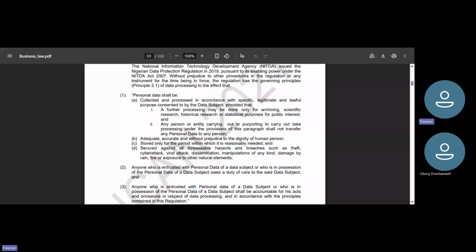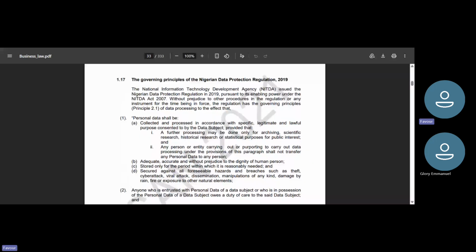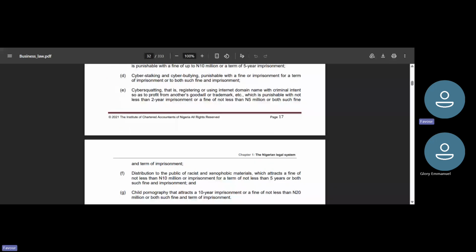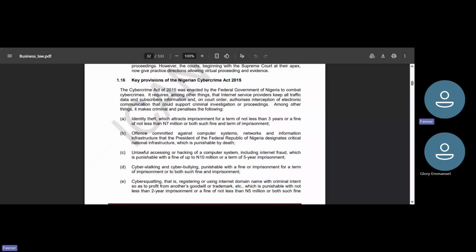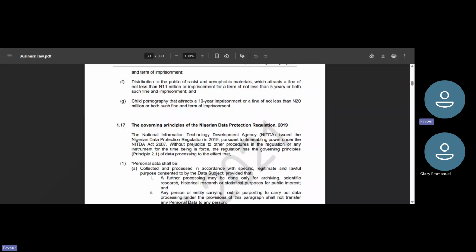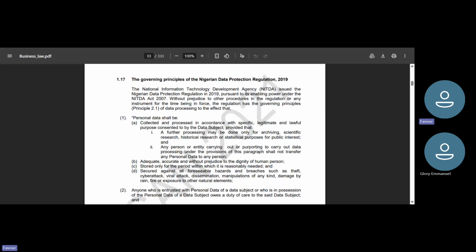Right. So the last subtopic here is the governing principle of the Nigerian Data Protection Regulation 2019. Remember, the one we treated before is the Nigerian Cybercrime Act 2015. This is the Nigerian Data Protection Regulation 2019, which was issued by NITDA, that's the National Information Technology Development Agency, pursuant to its enabling power under the NITDA Act 2007. So without prejudice to other procedure in the regulation or any instrument for the time being, the regulation has the following principle of data processing.